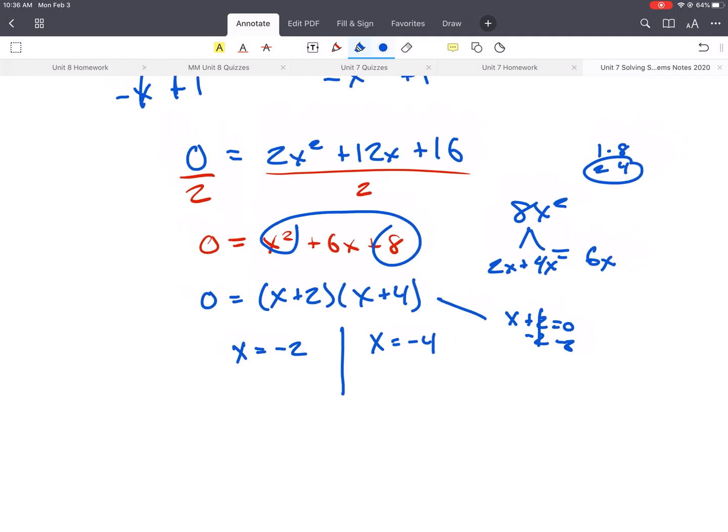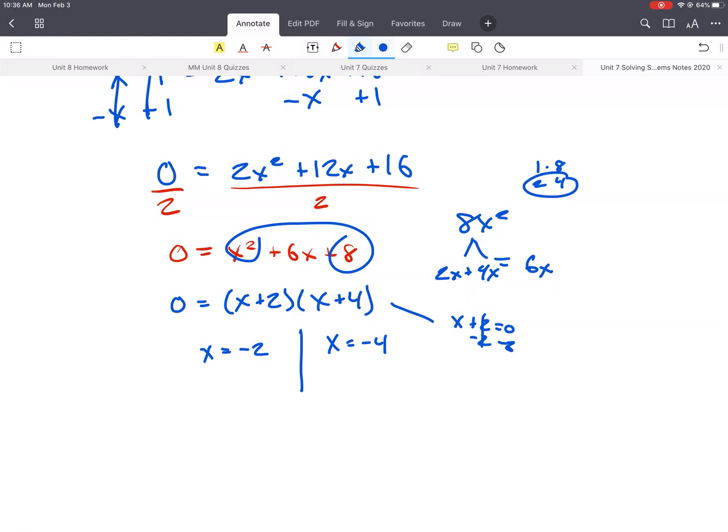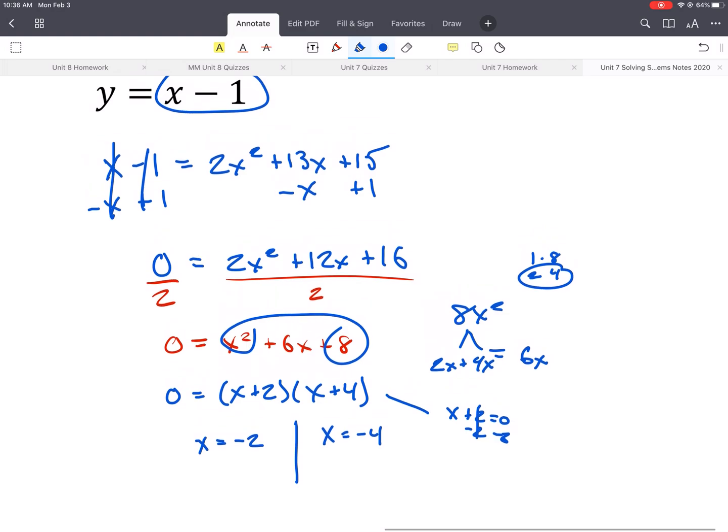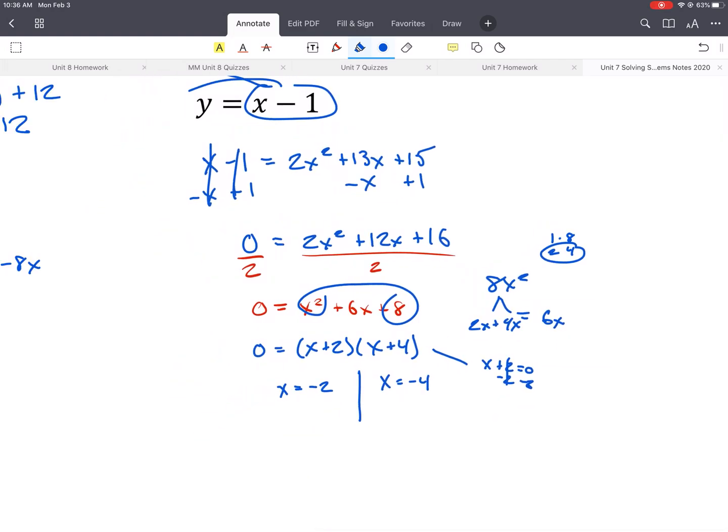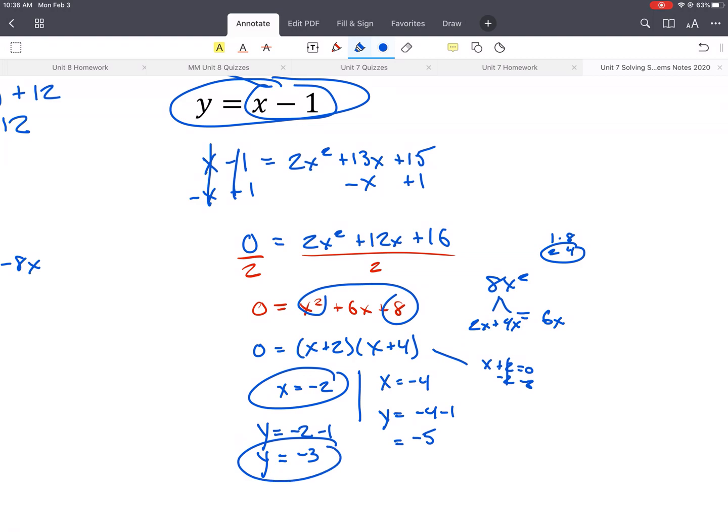All right, and then we have two unique x values. So we're going to need to plug those in twice, for both of them. Again, I think this one's probably the best one to plug into. So y is equal to negative 2 minus 1, which gives us negative 3. And y is equal to negative 4 minus 1, which is negative 5. So we have our x and y. Our ordered pairs are negative 2 comma negative 3 and negative 4 comma negative 5.